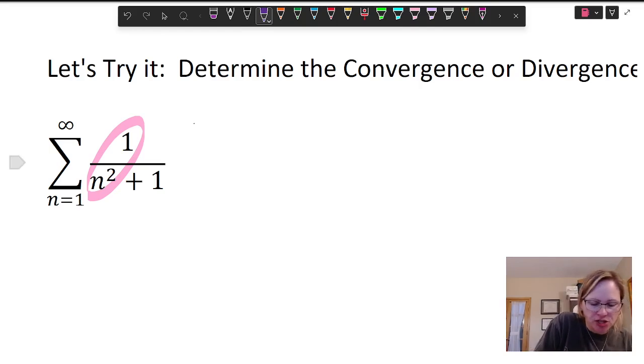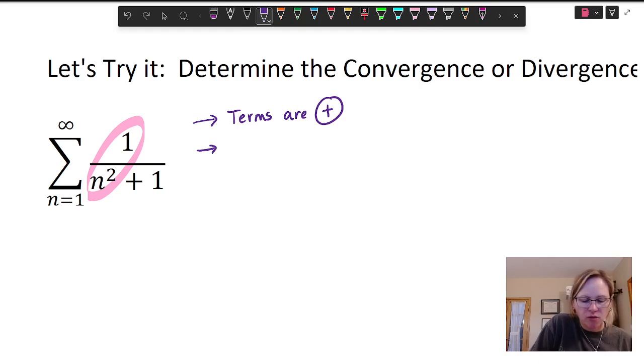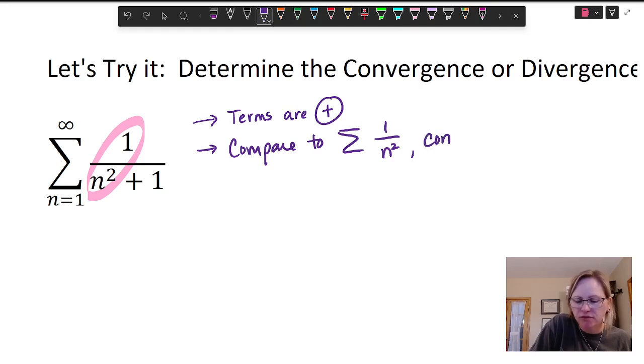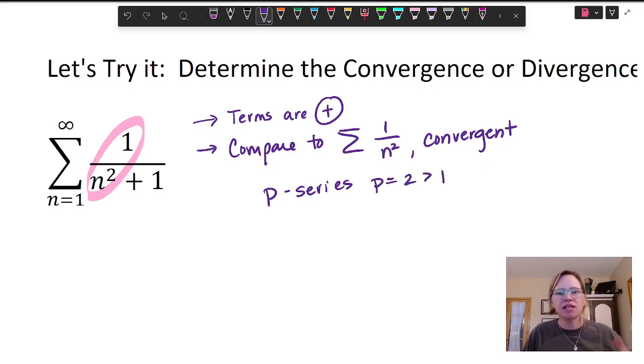So I'm going to state my conditions. I'm going to say that my terms are positive. Then I'm going to compare to 1 over n squared, which converges, and I'll say that it is a convergent p-series where p equals 2, which is greater than 1. So I'm comparing it to this convergent p-series. Now I'm going to set up my inequality. I'm going to say 0 is less than or equal to.